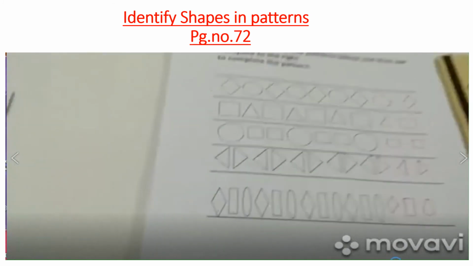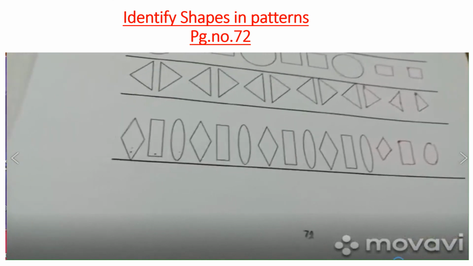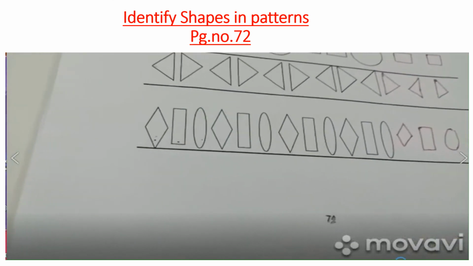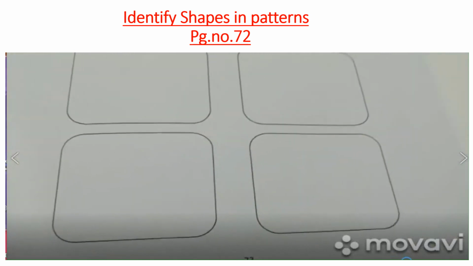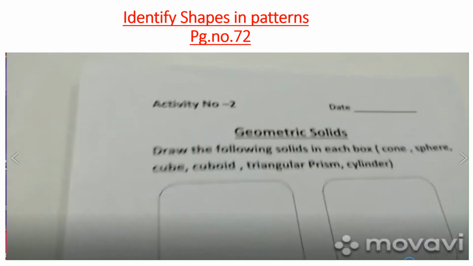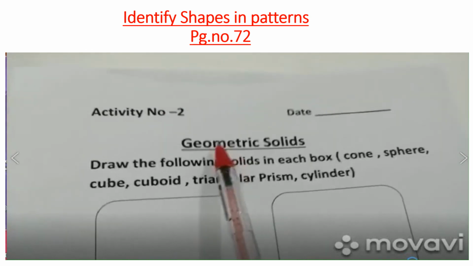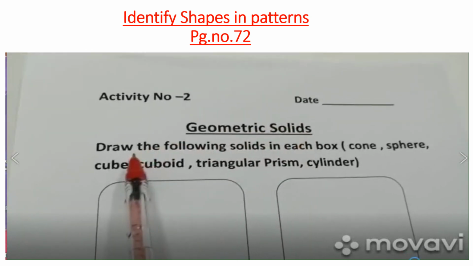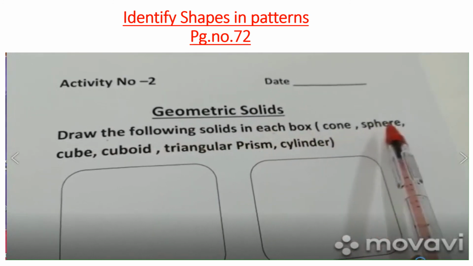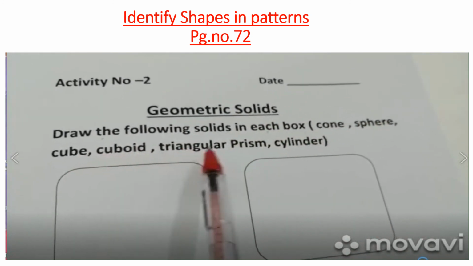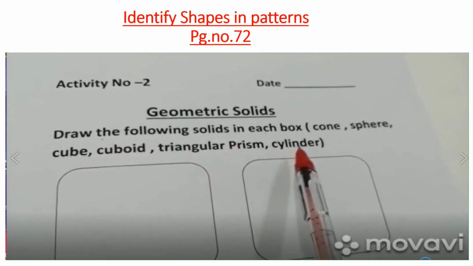There's another page which you will do at your home. That's page number 73. I will show you what you have to do at home. This is page number 73. In this page, you have to draw some pictures of geometric solids. Draw the following solids in each box: cone, sphere, cube, cuboid, triangular prism, and cylinder.